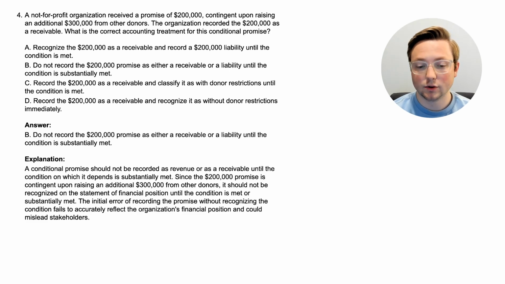The initial error of recording the promise without recognizing the condition fails to accurately reflect the organization's financial position and could mislead stakeholders. So basically, because they haven't received any money yet and they haven't met the condition, they don't record this at all.